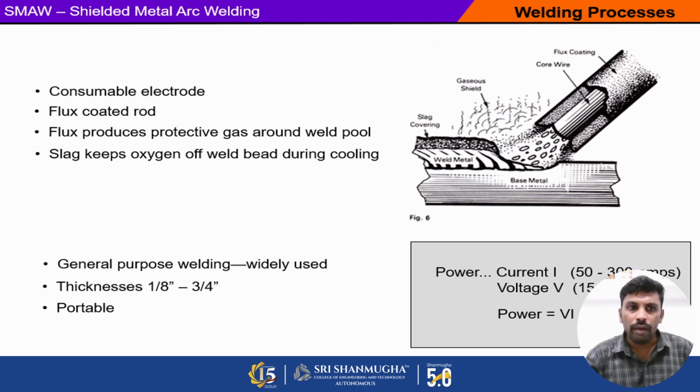We can weld thicknesses of 1/8 inch to 3/4 inch. It is one of the portable welding processes. The current range is 50 to 300 amps, and the voltage range is 15 volts. These are the current and voltage used in the SMAW welding process.